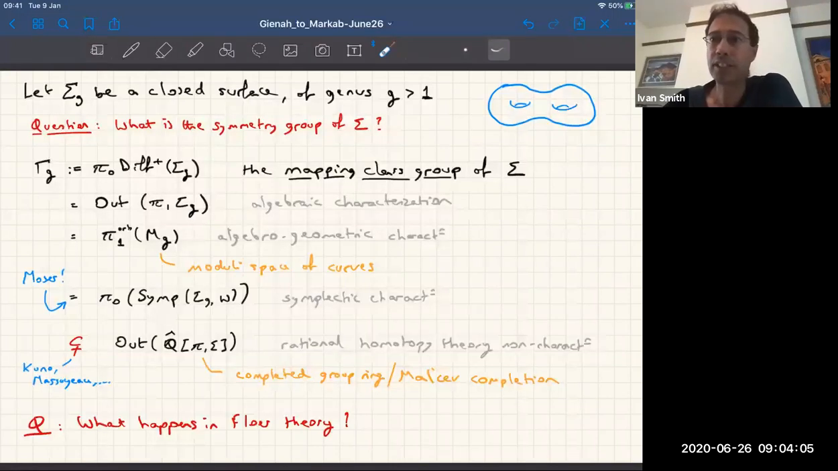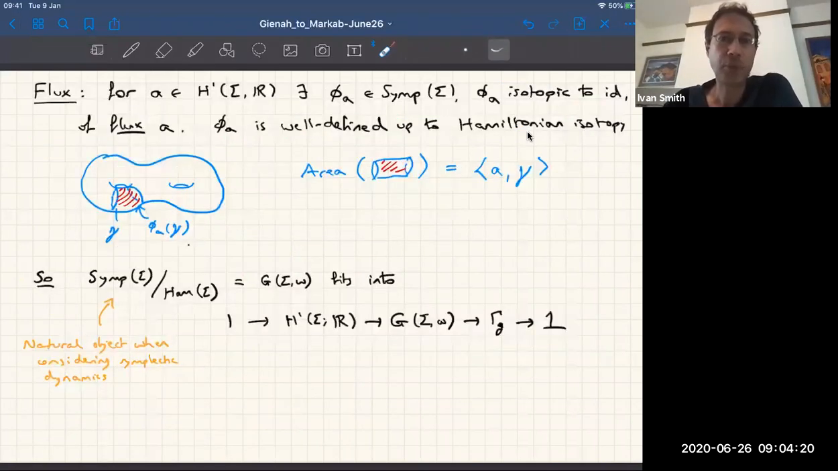And so the question I'd like to ask is sort of what happens in Floer theory? So just in the symplectic setting, we're used to thinking about more than just pi naught of Symp. So on a symplectic manifold like the surface, in which real H^1 is non-trivial, we have symplectomorphisms of non-trivial flux. So for each A in H^1 of sigma, R, I can find a symplectomorphism phi_A, well-defined up to Hamiltonian isotopy, which has flux A.